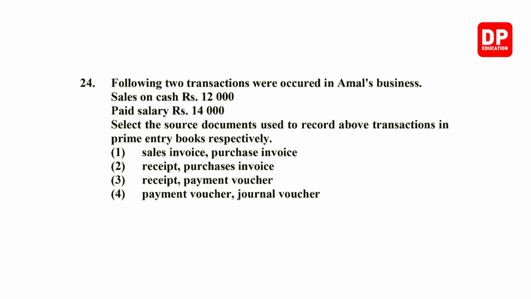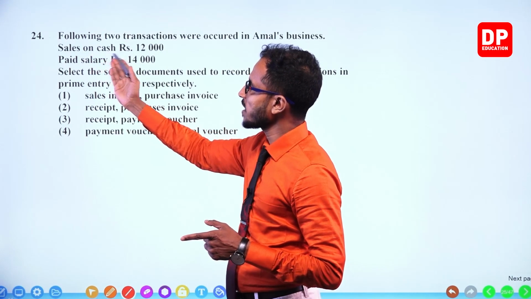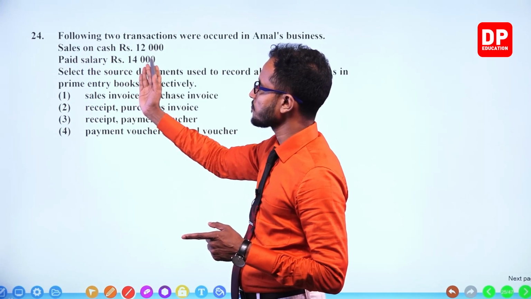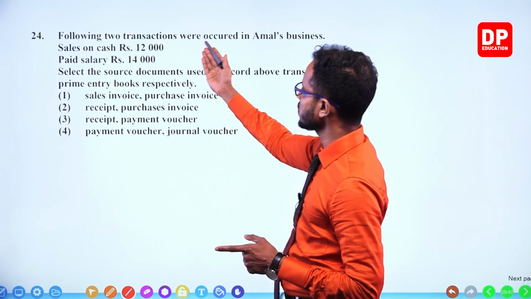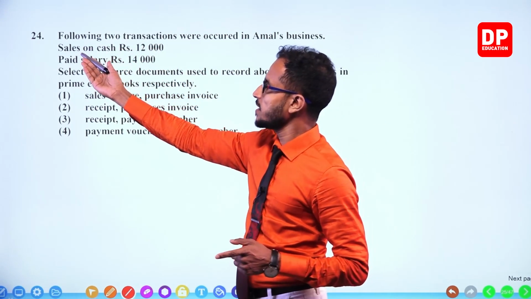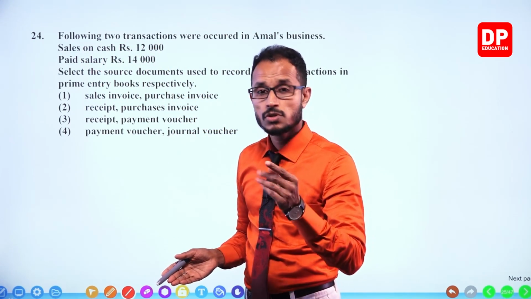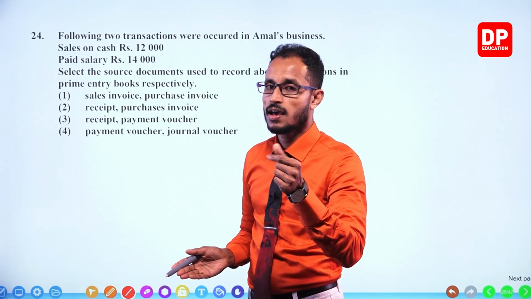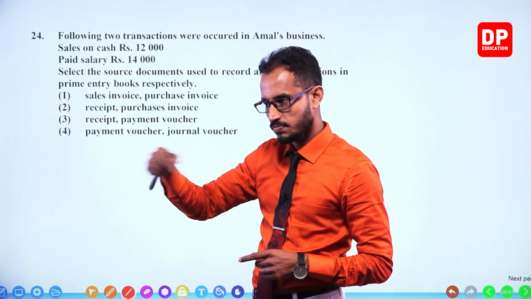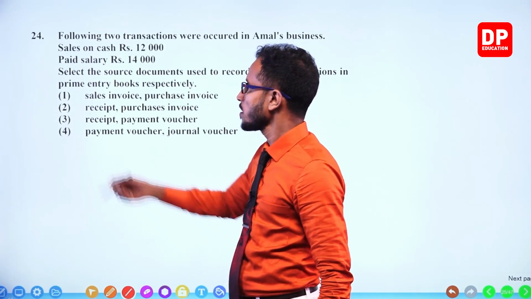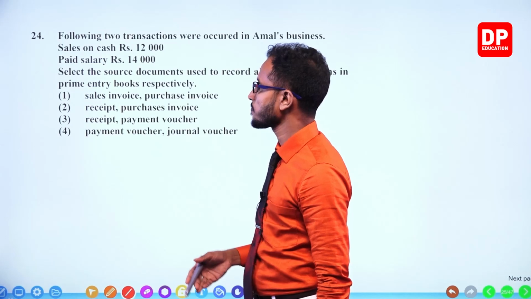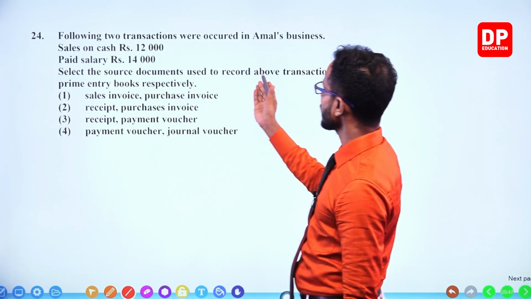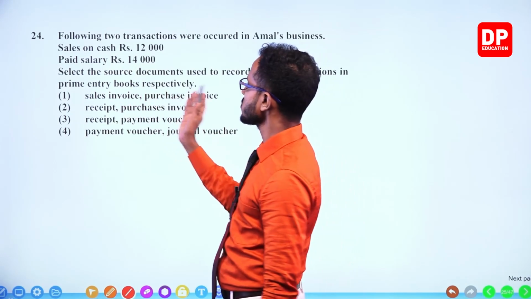Next one, 24th. Following two transactions occurred in Amal's business. Sales on cash, paid salary. Selling on cash means selling goods for cash. Then and there, take cash, and sell the goods. 12,000. Paid salary 14,000. Select the source document used to record these transactions in the prime entry books respectively.